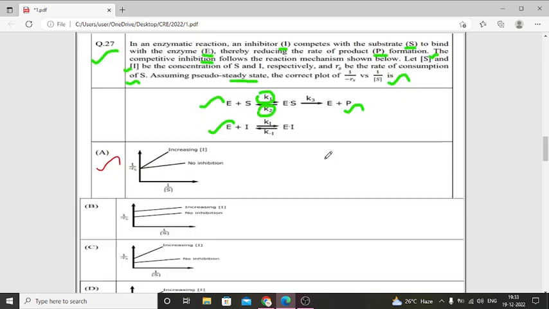So here option A shows increasing I compared with no inhibition, 1 by minus rS versus 1 by concentration of S. So this is the correct option for this question.